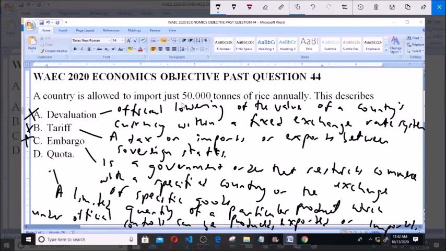what you have in the question, a limited amount of rice or a limited quantity of rice is controlled, so allowed to be imported. Now, we define quota as a limited quantity of a particular product. So in this case, the particular product is rice, and which under official controls can be produced, exported, or imported. So it is a limited quantity that can be imported. So option D, quota, is the correct answer to this question.